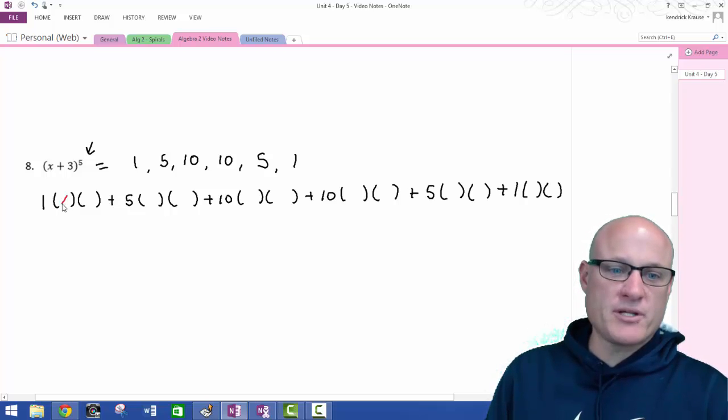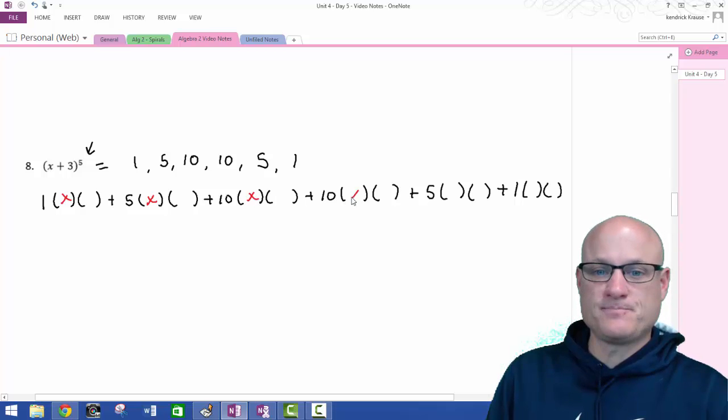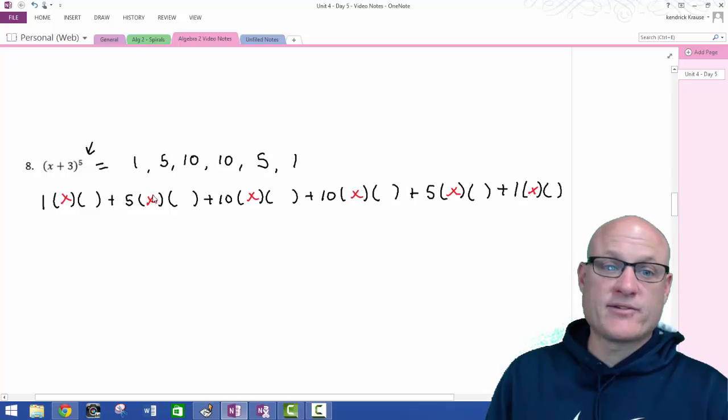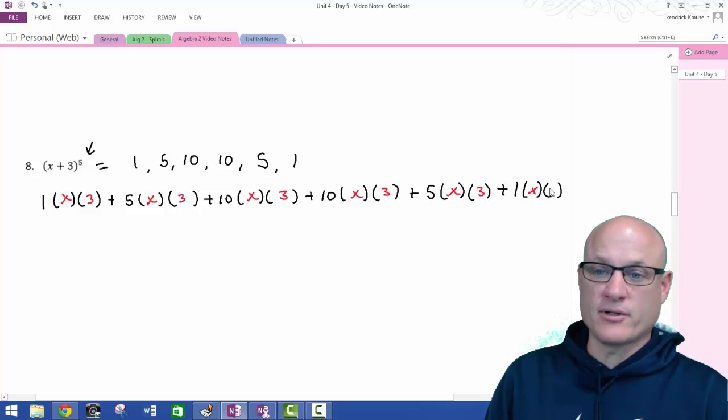So in the first one, we're going to put the x's. Remember, whatever's first in the binomial, that goes in the first set of parentheses. And in the second set, we're going to put this positive 3. Now, we don't need to put a plus because plus is understood to be there. That plus sign is understood to be a positive 3. We don't need to have the plus there.